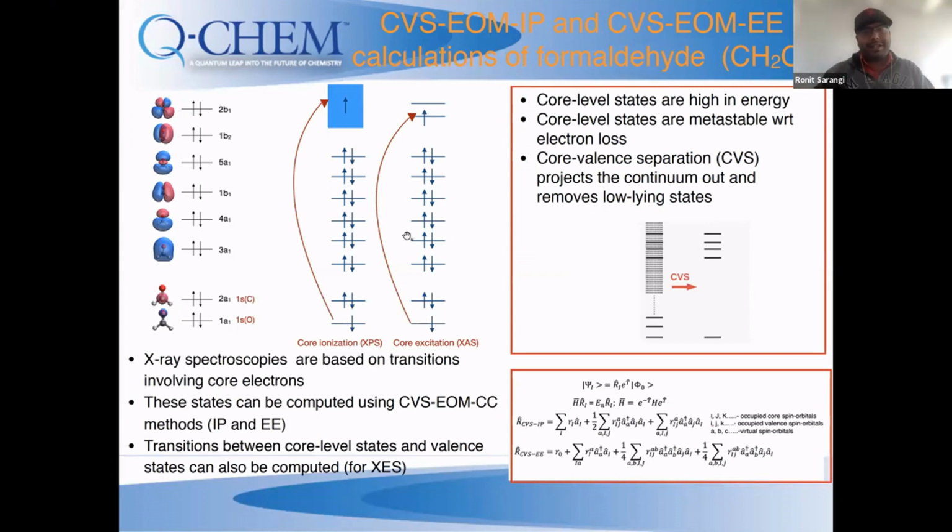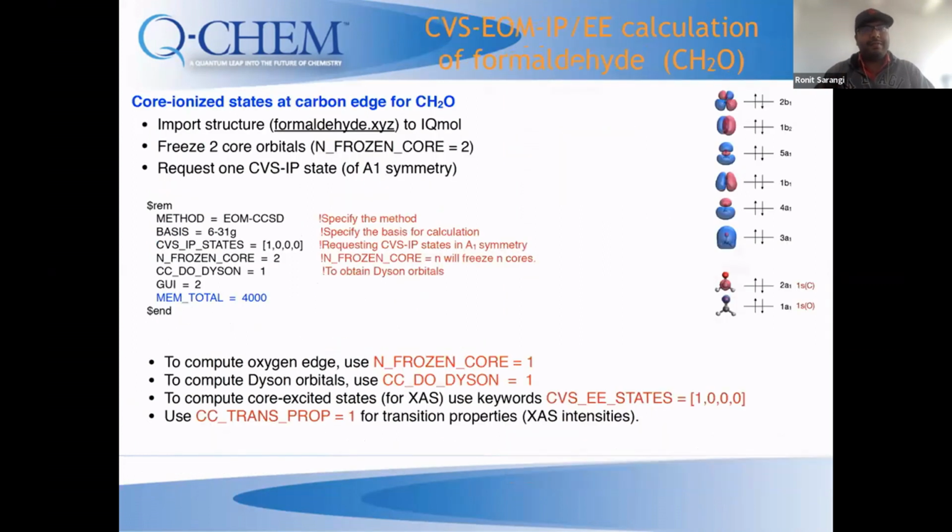In this exercise, you'll be calculating the core ionization energies and core excitation energies for the formaldehyde molecule. Here are the images of what exactly you'll be calculating. XPS is ionization, XAS is EE, and XPS is IP. The formulation is very similar to simple valence excitation and valence ionization, but there is a trick involved, which is called core valence separation. This trick requires certain core orbitals to be frozen, so you have to be careful in setting up this calculation.